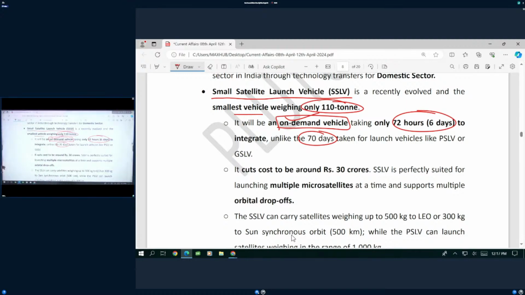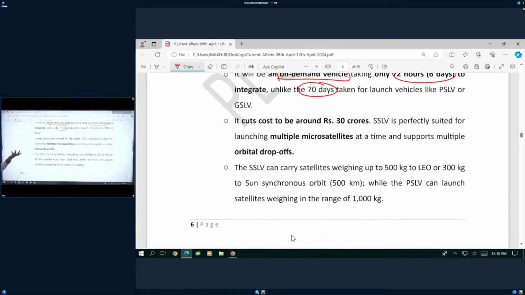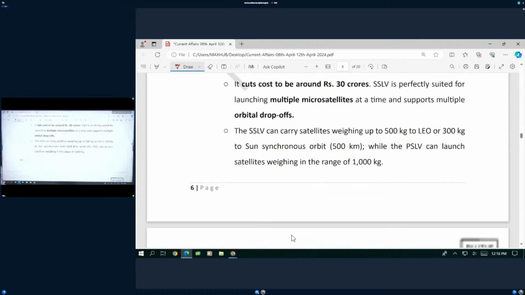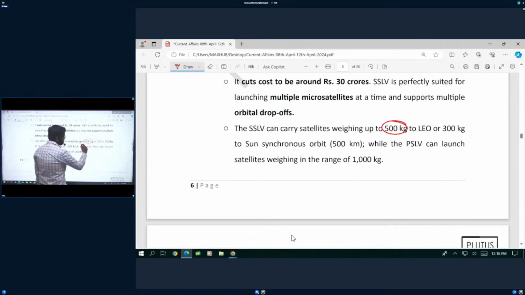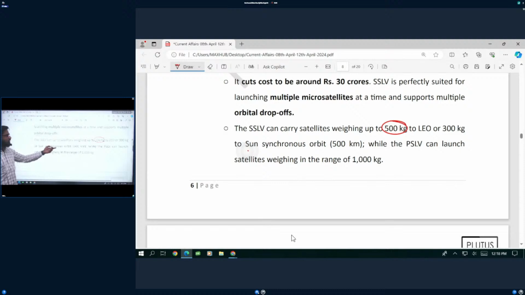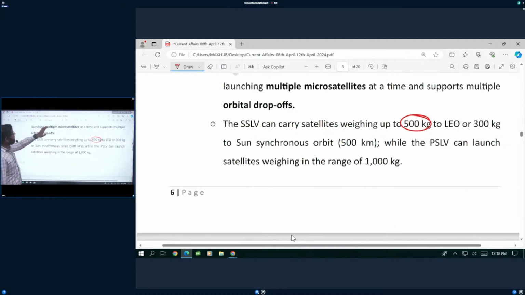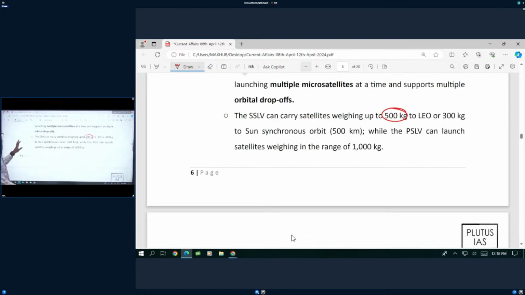Okay. And also it has cut the cost. It is very easy, as I told you. It is cheaper too. It can launch a satellite weighing up to 500 kg; it cannot launch very heavy satellites. It goes to Low Earth Orbit and Sun Synchronous Orbit, at around 500 kilometers. Okay, please remember this.